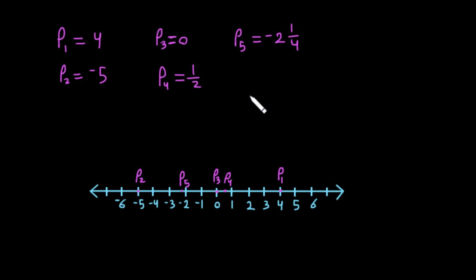The last point, P6, is 1.5, which is here, in the middle of 1 and 2. It's very simple to plot points in 1D. We only need one value to find a point.